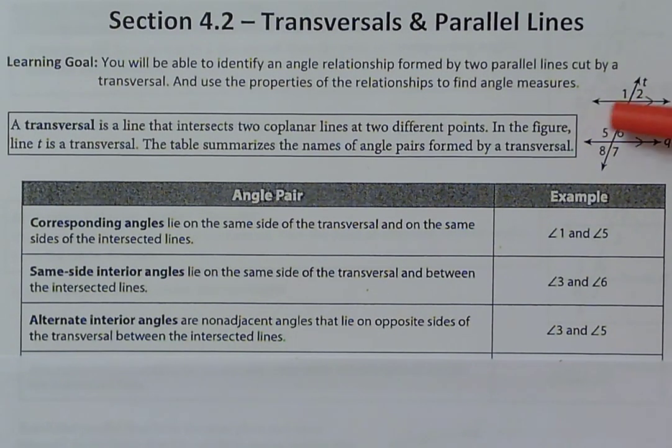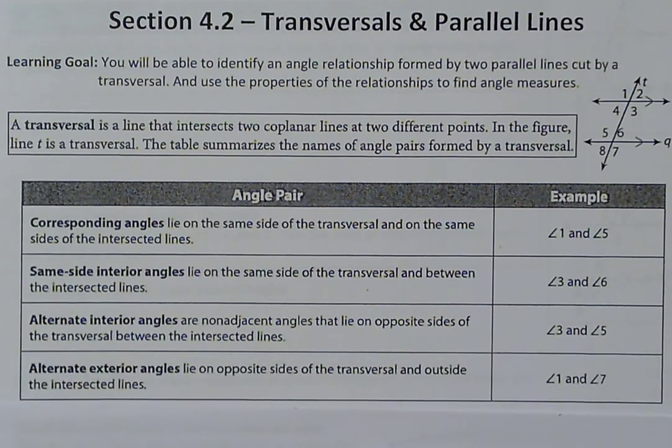They're on alternate sides of the transversal, and they're still in between the parallel lines. So 3 and 5 is an example, and 4 and 6 would be another one. Alternate sides, opposite sides of the transversal, but in between the parallel lines.